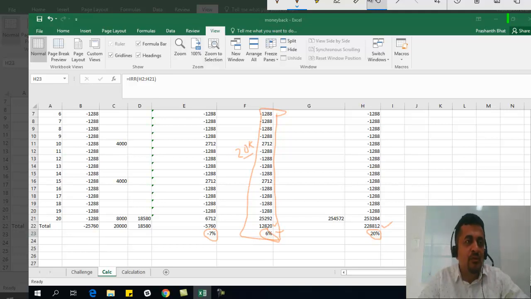This is also used to show the return on investment. If you are in a pre-sale situation where you are submitting a proposal and the client asks, okay, if I have to invest in this project, what is the ROI, return on investment? Then the same calculation can be used to show in the proposal what is the return on investment.